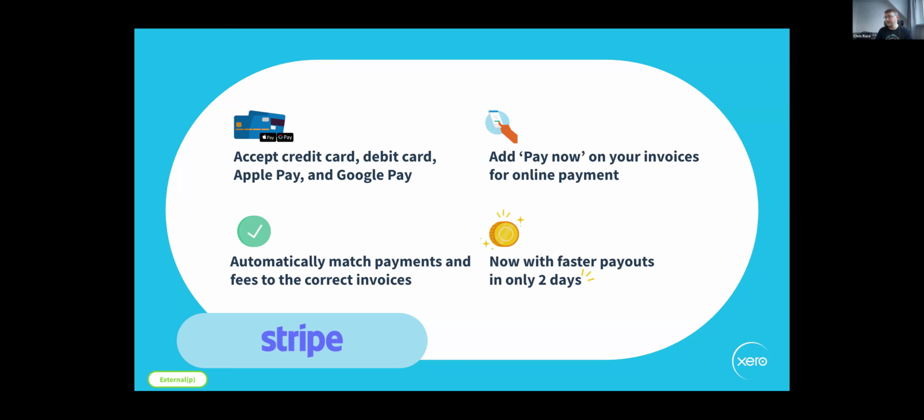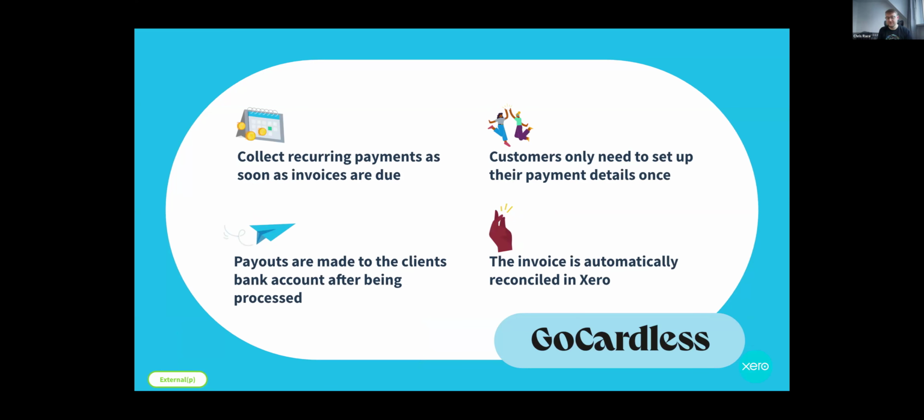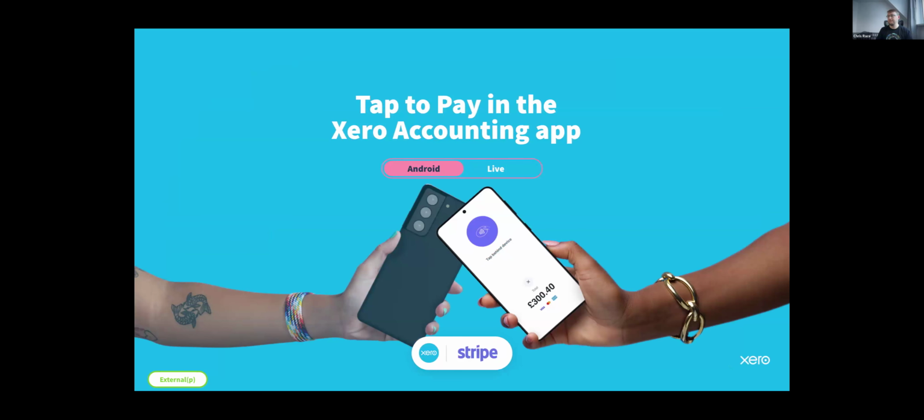And then we're also able to offer fast payouts for up to 2 days to get your money in. And then GoCardless works in the same way, that when they get their invoice into their inbox on their email address, they can set up a direct debit and that recurring payment can be collected automatically. So you won't need to action the direct debit every month, raise the invoice and it'll be collected.